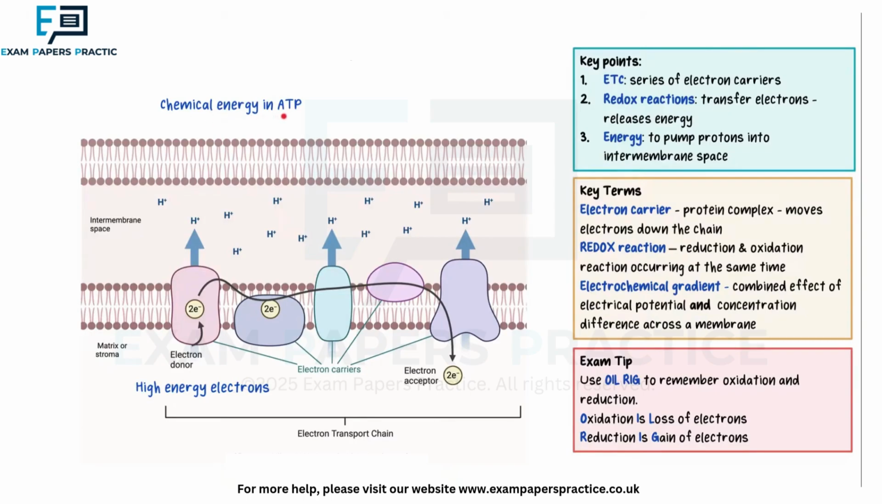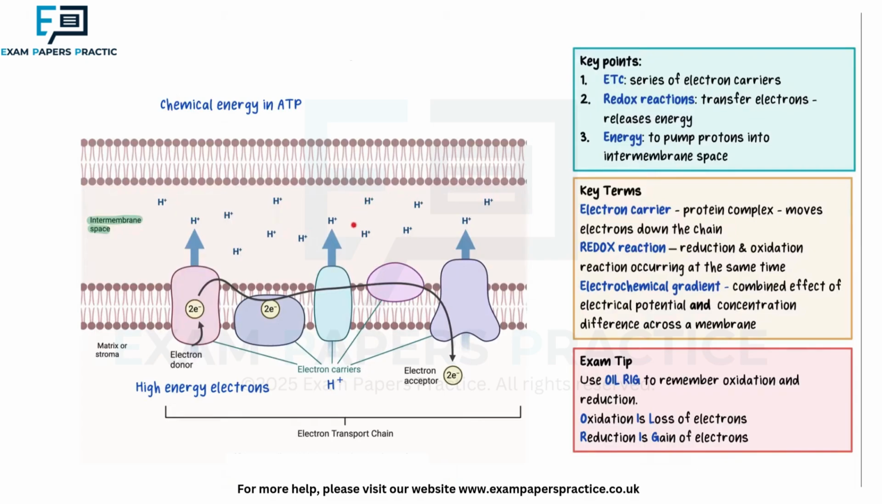energy stored in ATP. As the electrons are passed from electron carrier to electron carrier down the electron transport chain, they release energy. This energy is used to actively pump protons, hydrogen ions, across the membrane into the intermembrane space, either the intermembrane space of the cristae or the thylakoids.